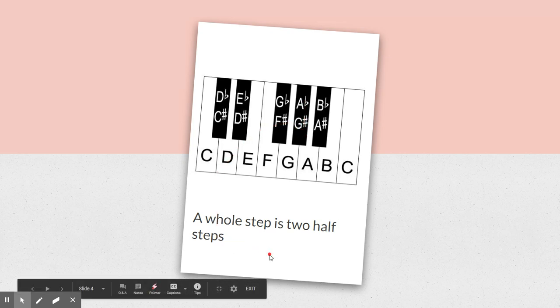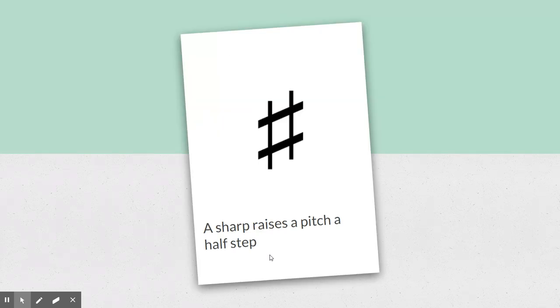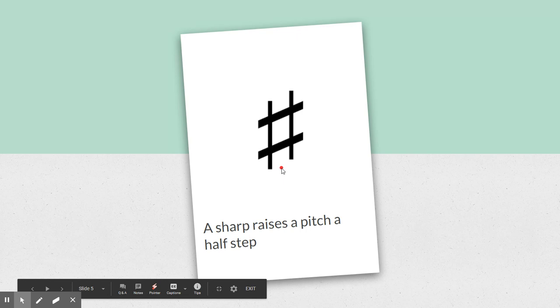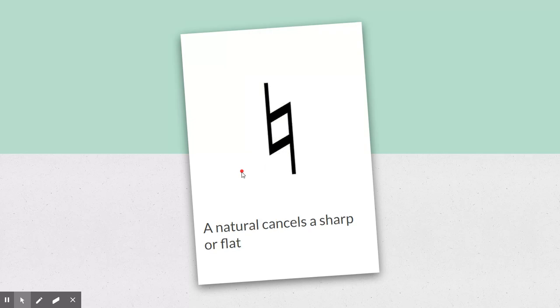It's really important you understand those two things because that's how we build scales. That's how we do scale construction, at least before we learn the shortcuts for the key signatures. You should already know this, but just in case, this is a sharp. It raises a pitch a half step, so on the keyboard we go forward one. A flat lowers a pitch a half step, so on the keyboard it goes down one. And a natural cancels out any sharp or flat, including one in the key signature, which we'll look at in just a second.